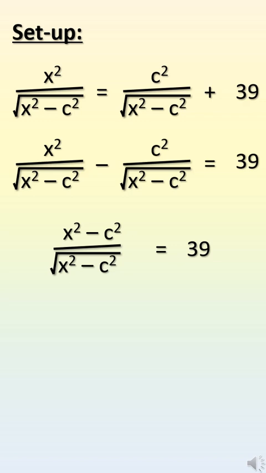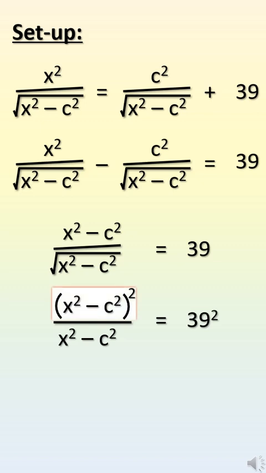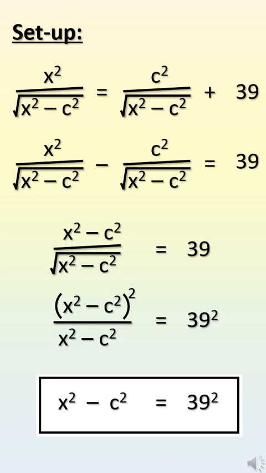If we square both sides, we get the numerator squared, x squared minus c squared, squared, over the denominator, which is just x squared minus c squared, is equal to, on the right-hand side, 39 squared. Now, we can cancel a factor of x squared minus c squared from the numerator and denominator on the left. That gives us just x squared minus c squared equal to 39 squared. Now that we have our simple rearrangement, let's look at the solutions.